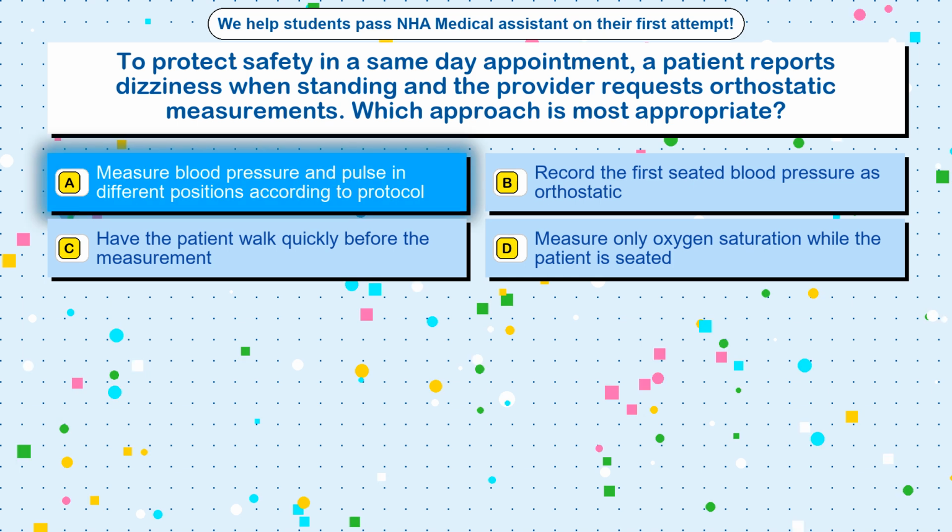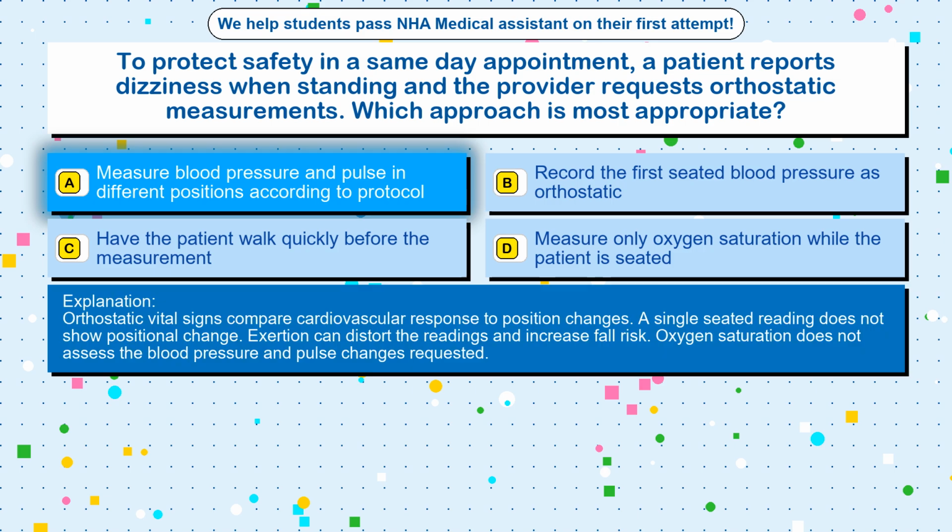Measure blood pressure and pulse in different positions according to protocol. Orthostatic vital signs compare cardiovascular response to position changes. A single seated reading does not show positional change. Exertion can distort the readings and increase fall risk. Oxygen saturation does not assess the blood pressure and pulse changes requested.